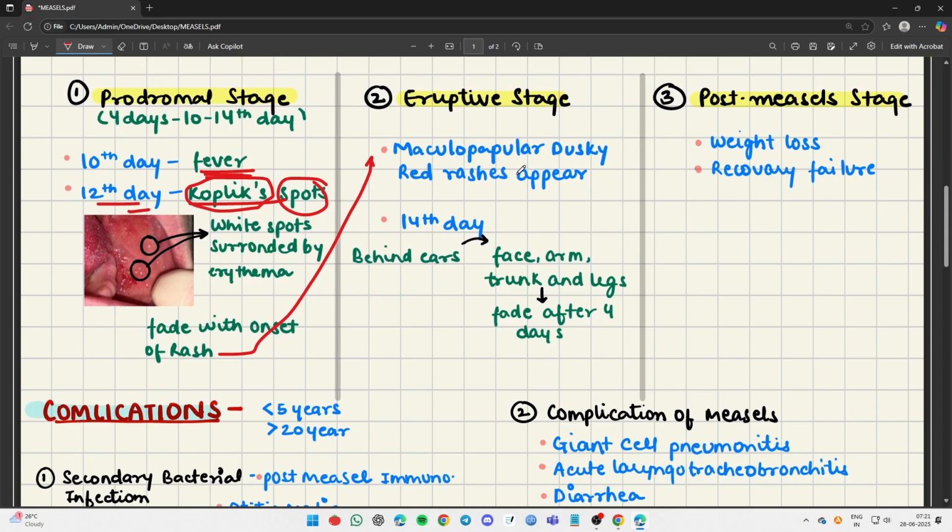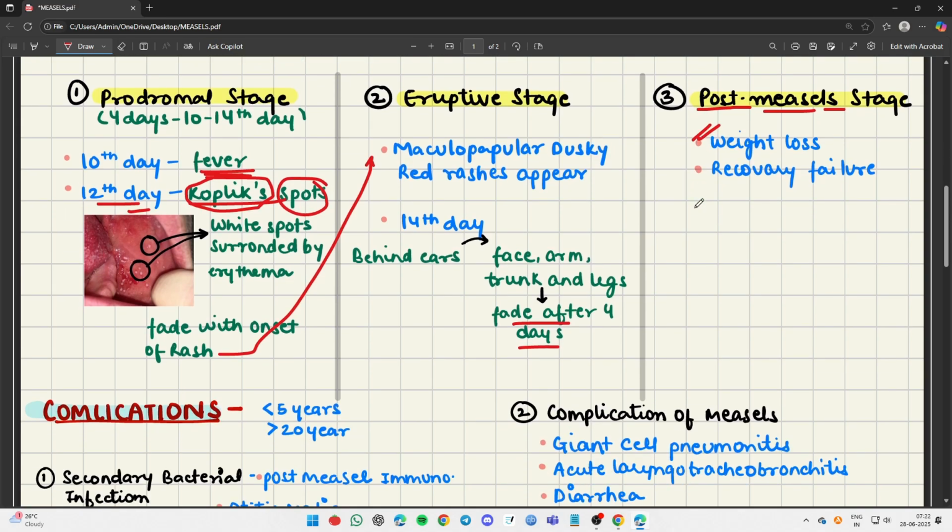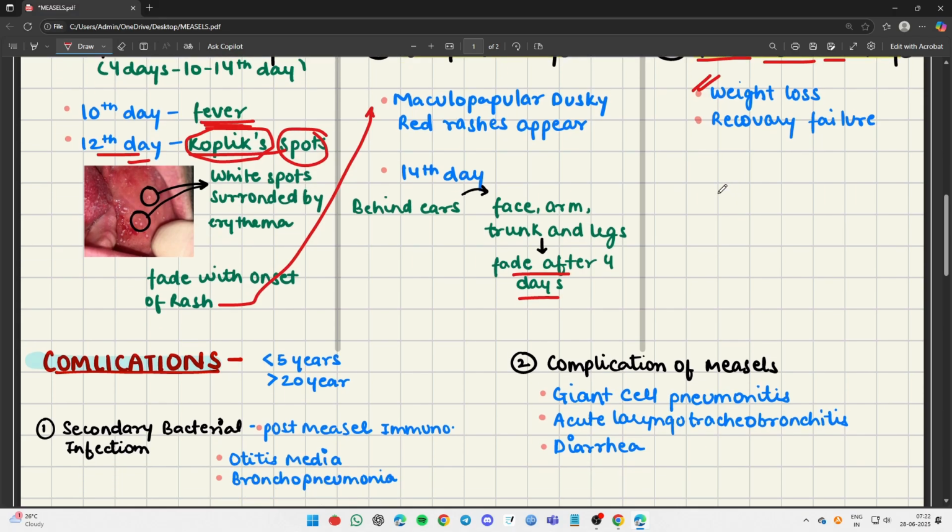The eruptive stage is marked by maculopapular dusky red rashes. It happens on the 14th day, and the rashes start behind the ears and then go to the face, arms, trunk, legs, and they fade after 4 days. Now the post-measles stage happens when the measles virus gets eliminated from the body. It is characterized by weight loss, generally due to failure of recovery. The patient is not able to recover completely, and that's why he goes to the post-measles stage, and it's rare.